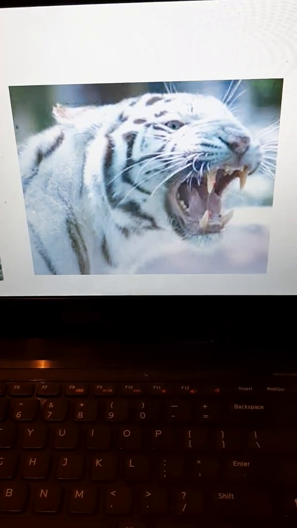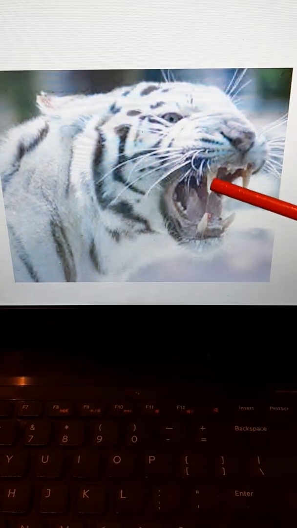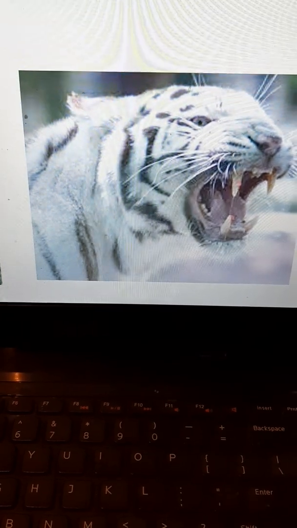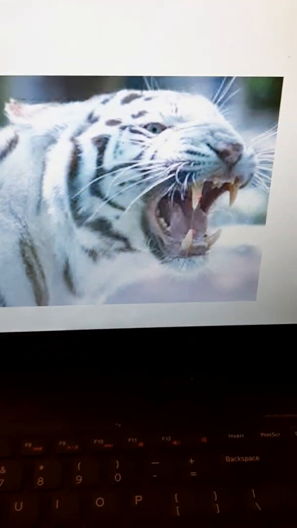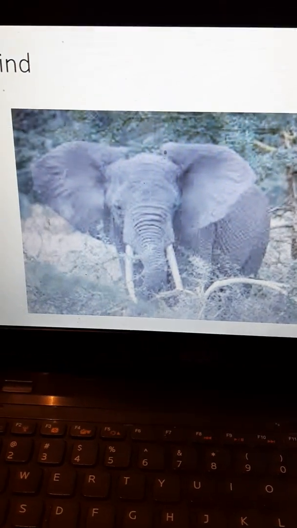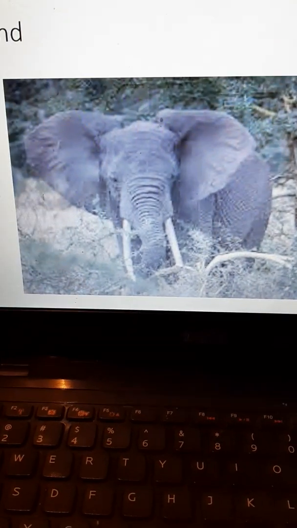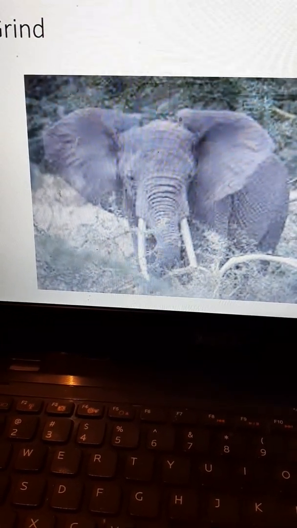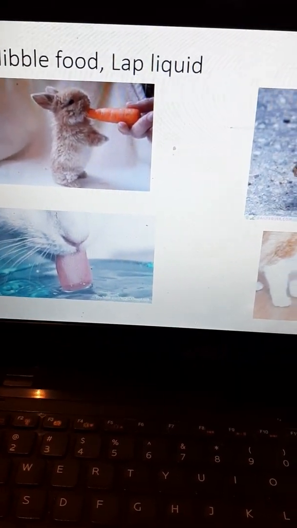cat, lion. And what's the speciality here? They have very long curved teeth. They are called the carnivores who eat the flesh of other animals. And next is they grind. Some of the animals grind their food. They first swallow and after that they grind with their jaws, and their front teeth are very sharp with which they bite the food. The next is nibbling of food and lapping the liquid.